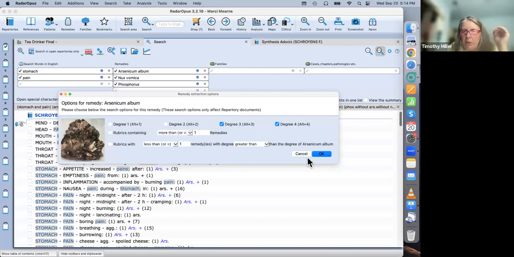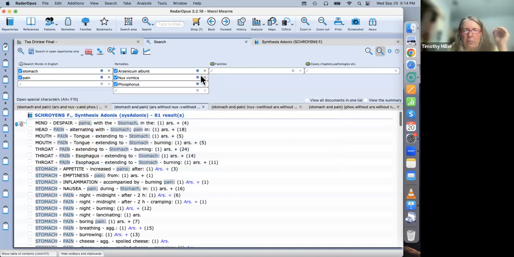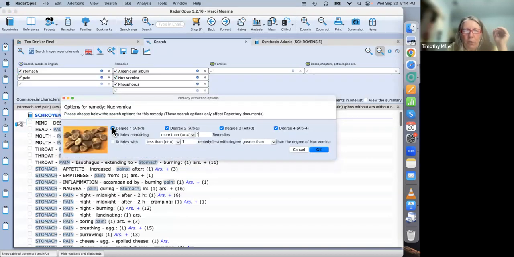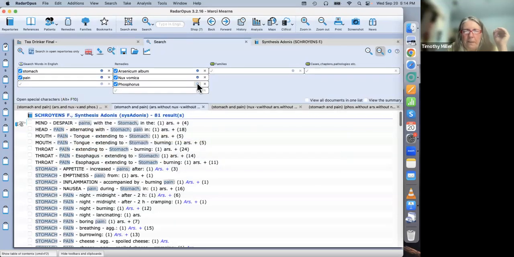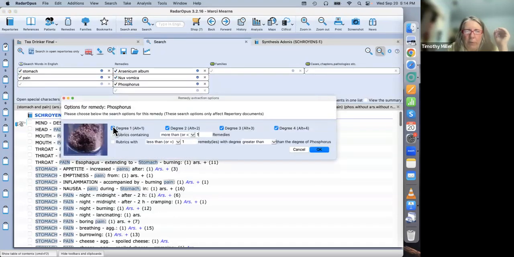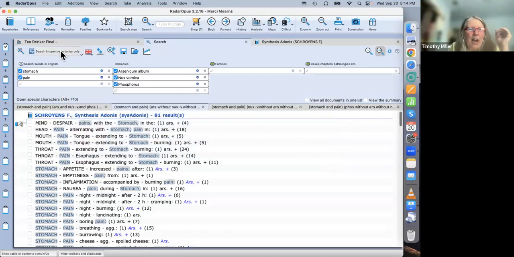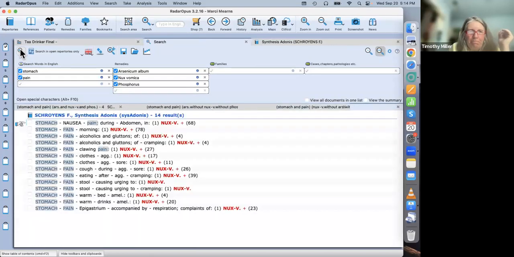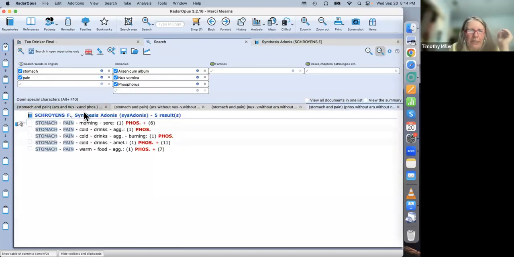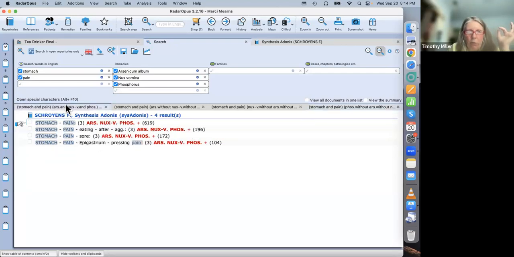I can uncheck these boxes for arsenicum. Let's do the same for all 3 of our remedies. You see, I'm just unchecking the box and saying, okay, these are the preferences. Now for my extraction, I only want to see grades 3 and 4. Okay, now let's run it and see where some keynotes and highlights really begin to come out for these 3. Remember, we're just looking at Synthesis, and we're just looking at grades 3 and 4.